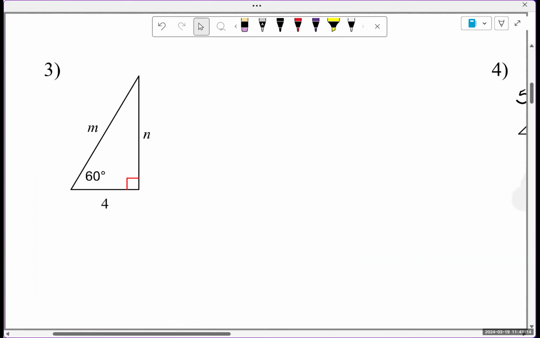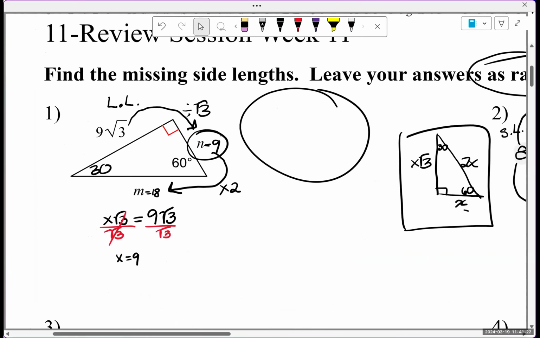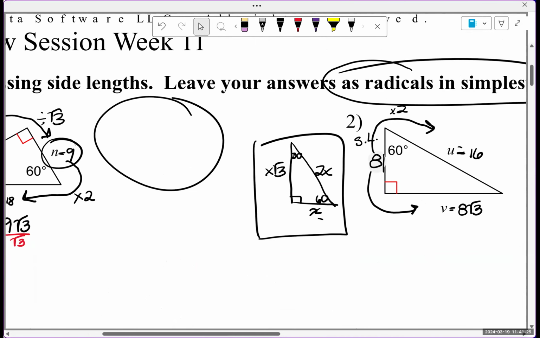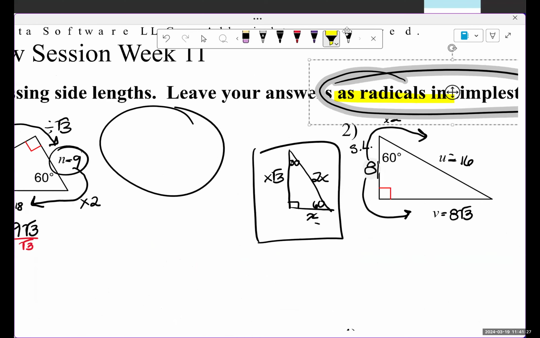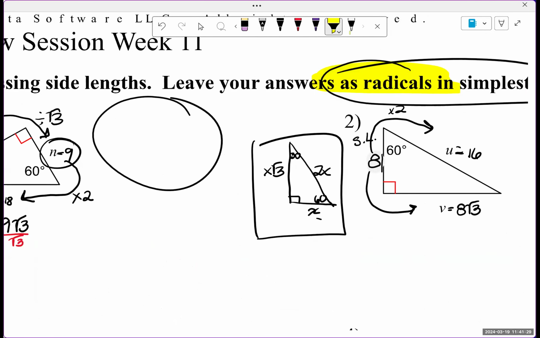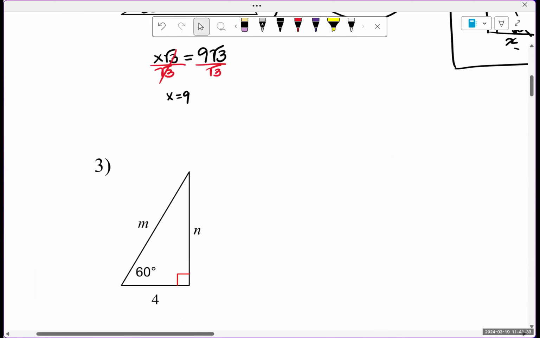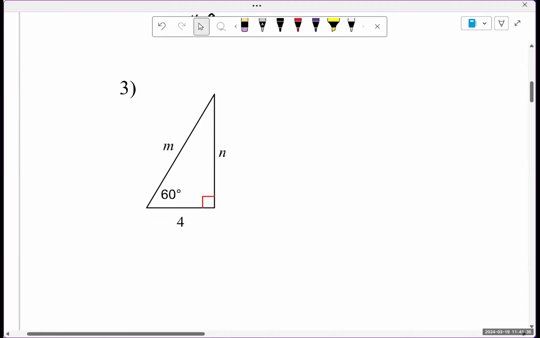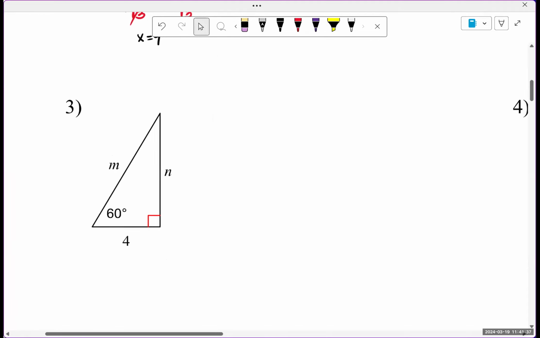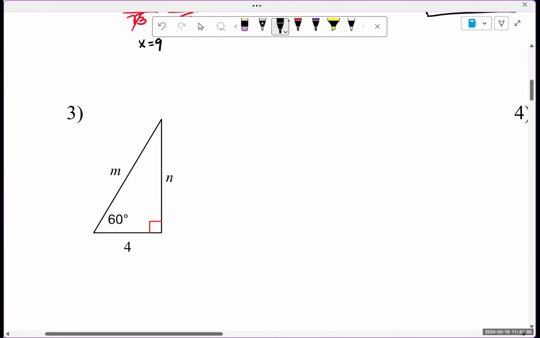So am I going to use Pythagorean theorem, 30, 60, 90, 45, 45, 90, or SOHCAHTOA? Let's just check. Oh, the directions say I have to leave my answer as a radical. I can't use SOHCAHTOA because SOHCAHTOA only gives me decimals. So I have to use 30, 60, 90.